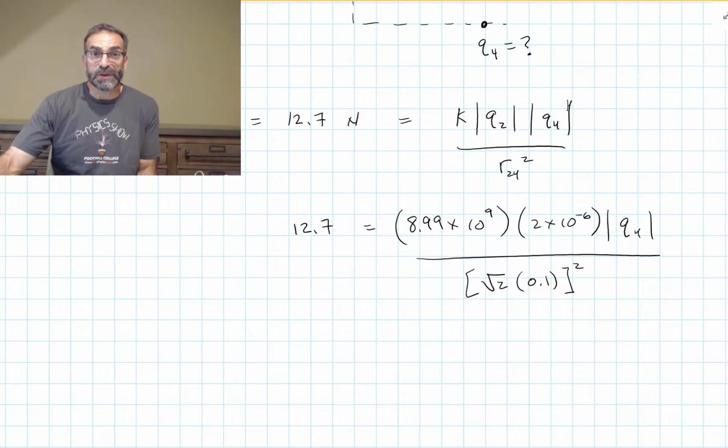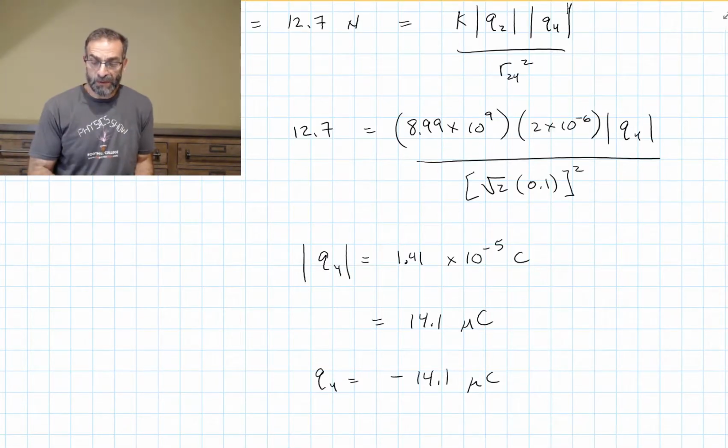So I can solve for Q4. I get 1.41 times 10 to the minus 5 coulombs for the magnitude of Q4. That's 14.1 microcoulombs, 14.1 times 10 to the minus 6. And of course we know Q4 is negative, so Q4 will end up being negative 14.1 microcoulombs.